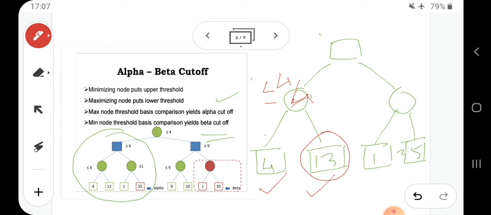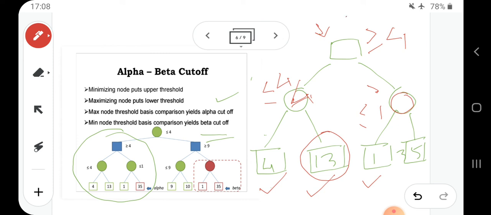Once this node is getting the value 4, then we can talk about this particular node. Since one of its options is coming as 4, with the concept of thresholding, we can say this node will always return some value greater than or equal to 4. Now coming to this node, we evaluate the first one and we see that the value is 1, and this one is a minimizing node. Since this is a minimizing node, it will always try to return some value less than or equal to 1. So anything greater than 1 won't be returned.